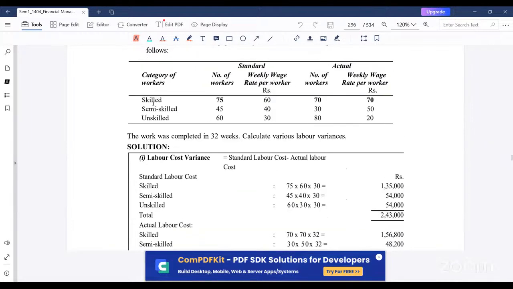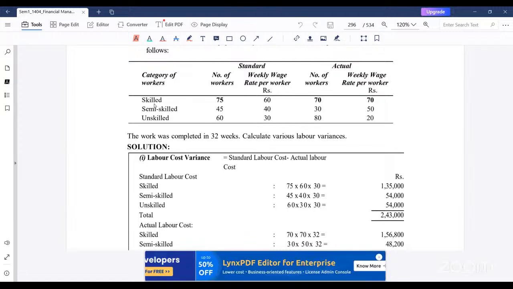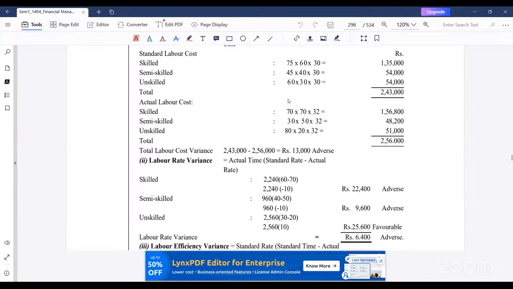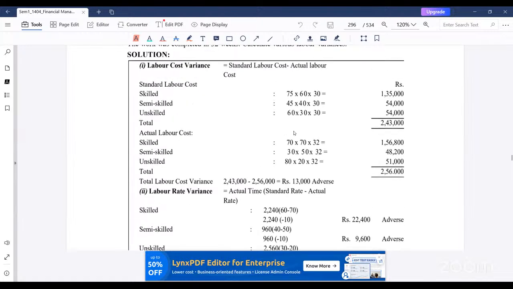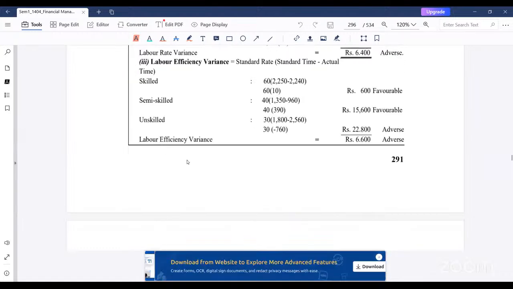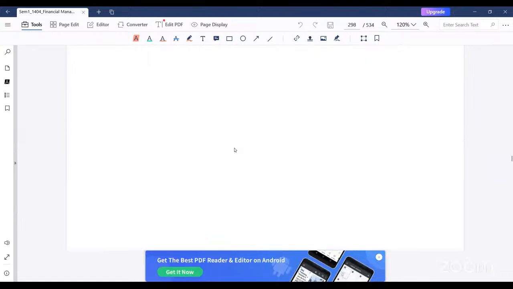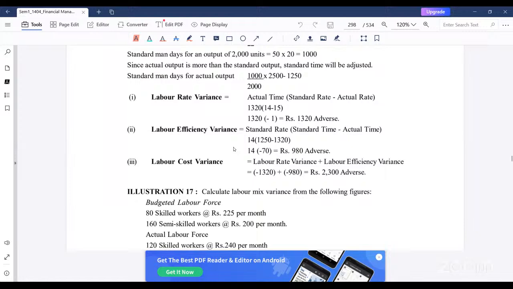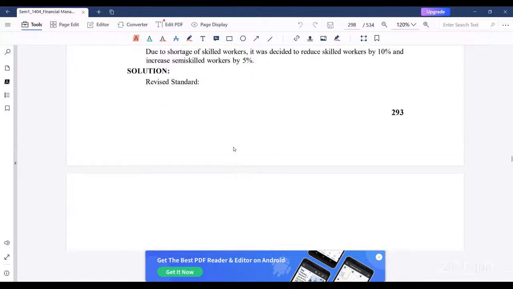Some questions may be given with categories like skilled, semi-skilled and unskilled. Under this we have the standard number of workers and weekly wage rate per worker given, and the actual number of workers and weekly wage rate per worker given. So we find the standard labor cost and actual labor cost and implement them in the formula. Similarly, we do the same with overheads.